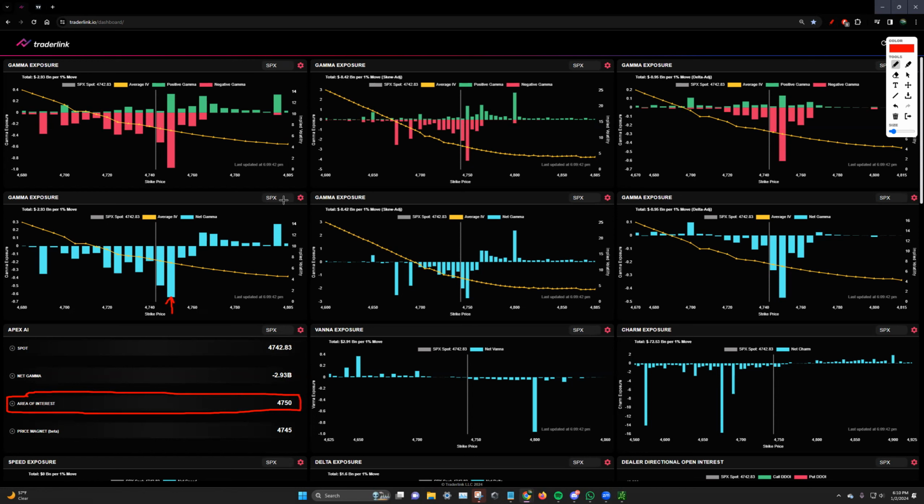So what happens at the AOI, and the reason why it's very important, is because since that is essentially the level with the highest gamma exposure, that's going to be the area within the market where you'll see some form of a reaction. In comparison to other levels, that's the area that's going to be the most interesting, hence area of interest.